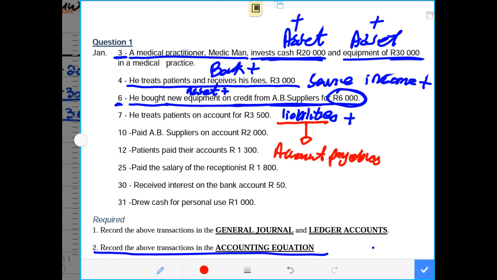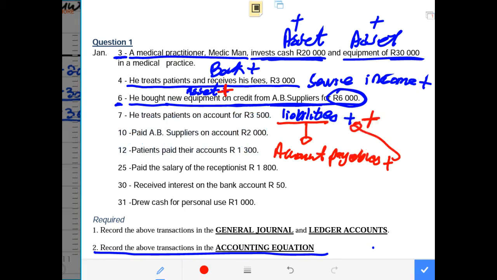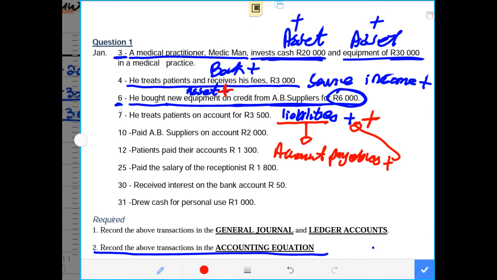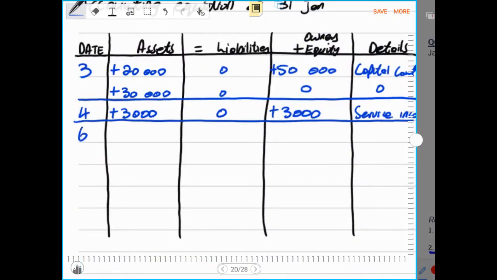So now if this is the liability called account payables, it means account payables, which is liabilities, will be increasing at the same time. Our assets are increasing because we bought an asset on credit. There's more equipment. At the same time, our liabilities will be increasing by the same amount of 6,000. So now I think the date was on the 7th, or it was on the 6th of the month of January. On the 6th of January, we say we have more equipments.